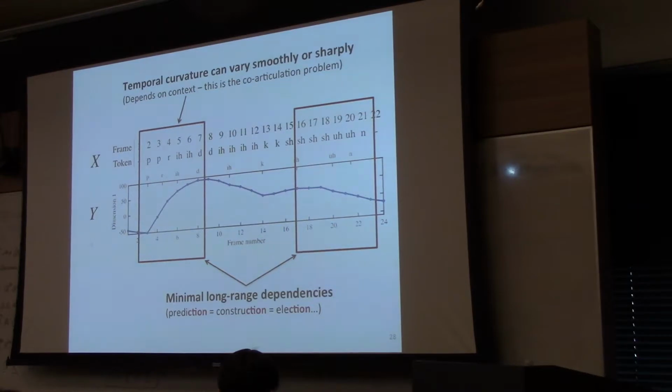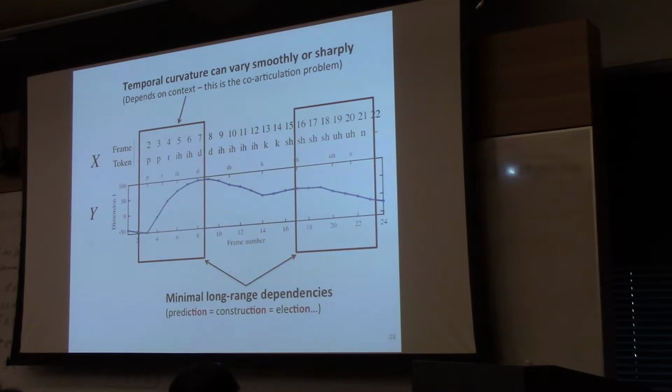Furthermore, when you make the observation again, there seem to be minimal long-range dependencies. For example, how Ken would say the end of the word prediction is more or less the same as how Ken would say the end of the word construction, election. You pick a word that has the same ending, any word, and it seems to be more or less the same way, so somehow there's no dependency between the first part of the word and the last part of the word.